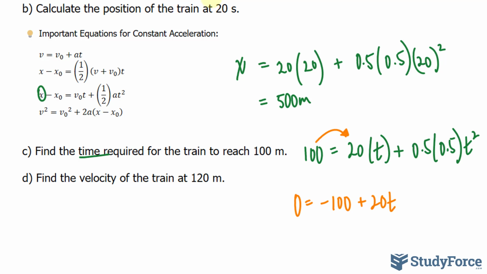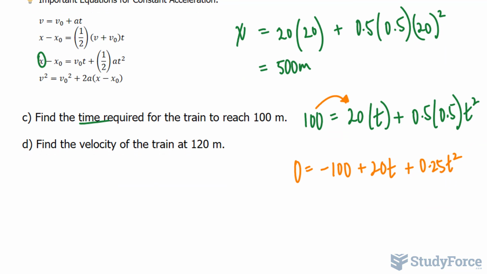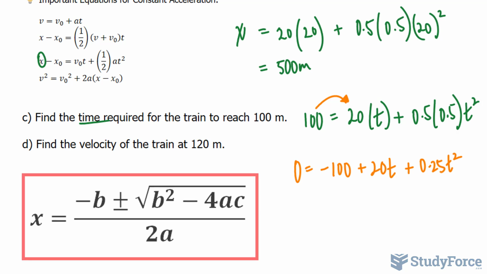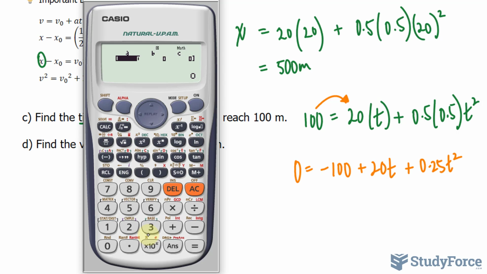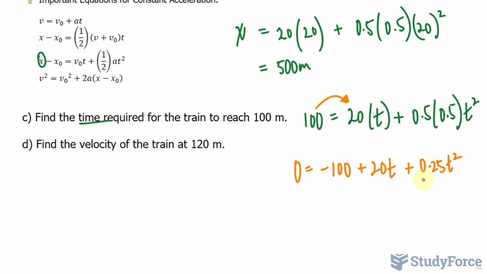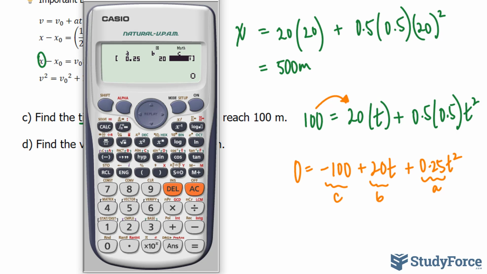I have 0 is equal to negative 100 plus 20t. 0.5 times 0.5 is equal to a quarter, and you can test that on your calculator. So you end up with 0.25 t squared, and hopefully you know how to use the quadratic formula. I'm going to assume that you already know how to use it, so I'll use a function on my calculator that will help me solve quadratics. And what you do is you type in the coefficient 0.25 as A, 20 as B, and negative 100 as C, and you're going to end up with two solutions.